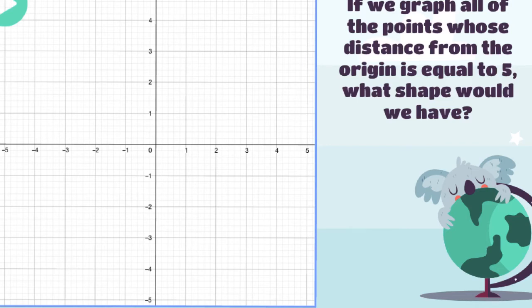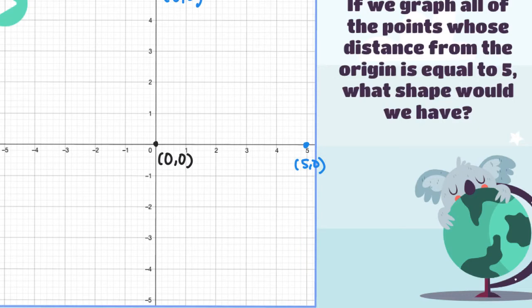If we graph all of the points whose distance from the origin is equal to 5, what shape would we have? The origin is the point right here at 0, 0. So a point whose distance from the origin is equal to 5 would be a point maybe over here at 5, 0. We could also have another point up here at 0, 5.